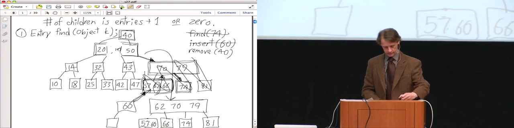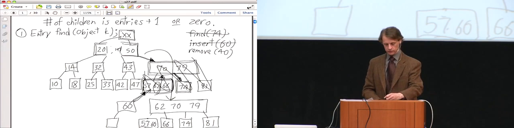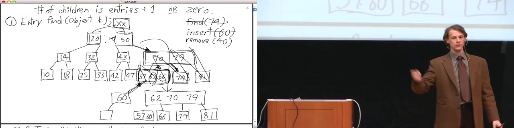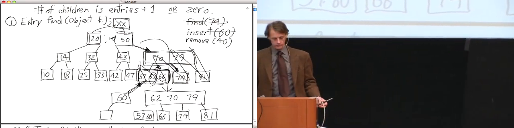And so all we can do is erase the 40. And I'm going to just leave a bookmark here. I'll write XX to remind me that when we get to the bottom of the tree and find the 42, I want to move it up into that location.